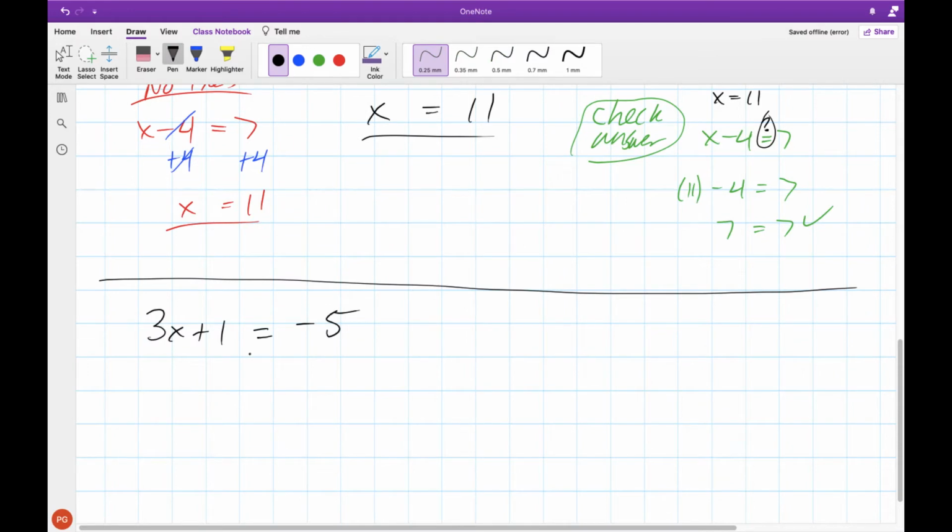What about this equation right here? This one's definitely a little bit harder. And unlike our first question, you probably don't immediately know what the answer is. So again, we're going to use our two different techniques, tiles and no tiles, to help us solve this.